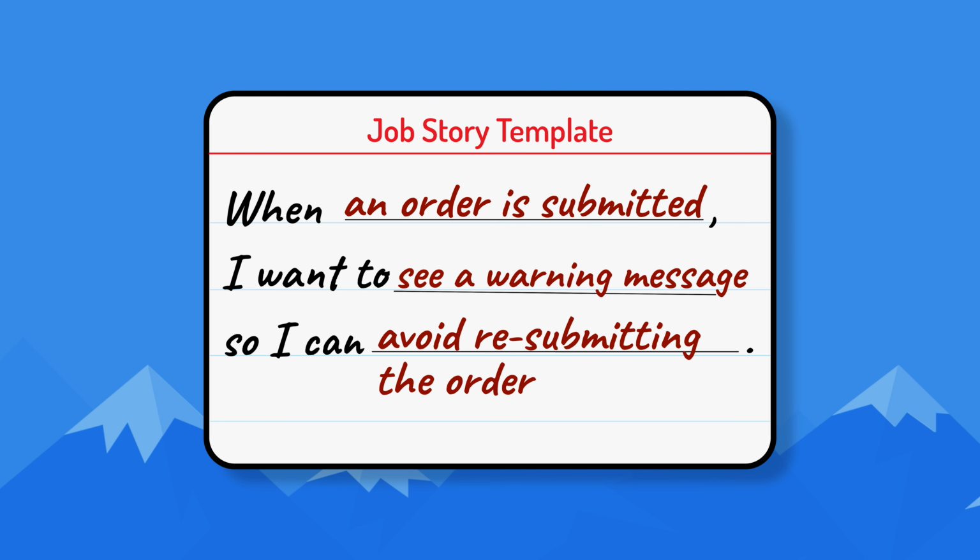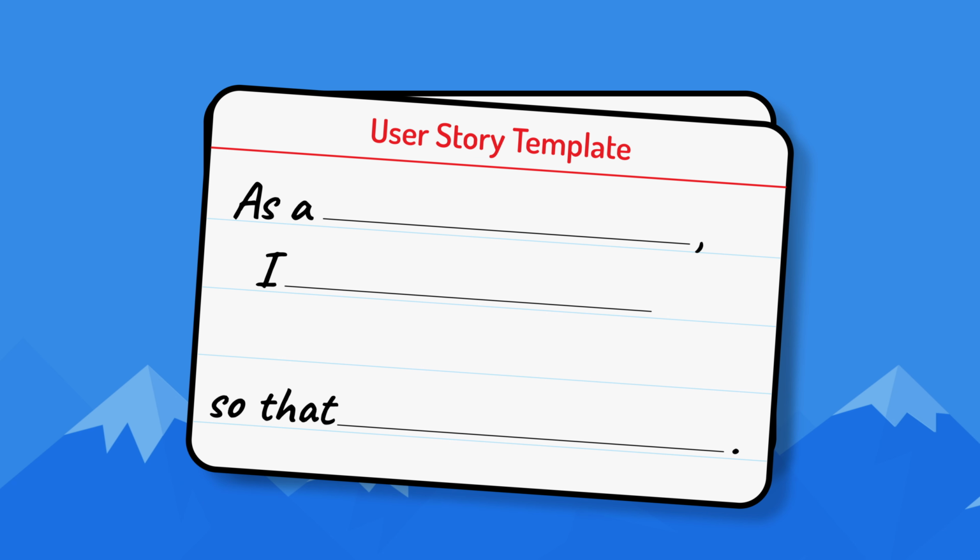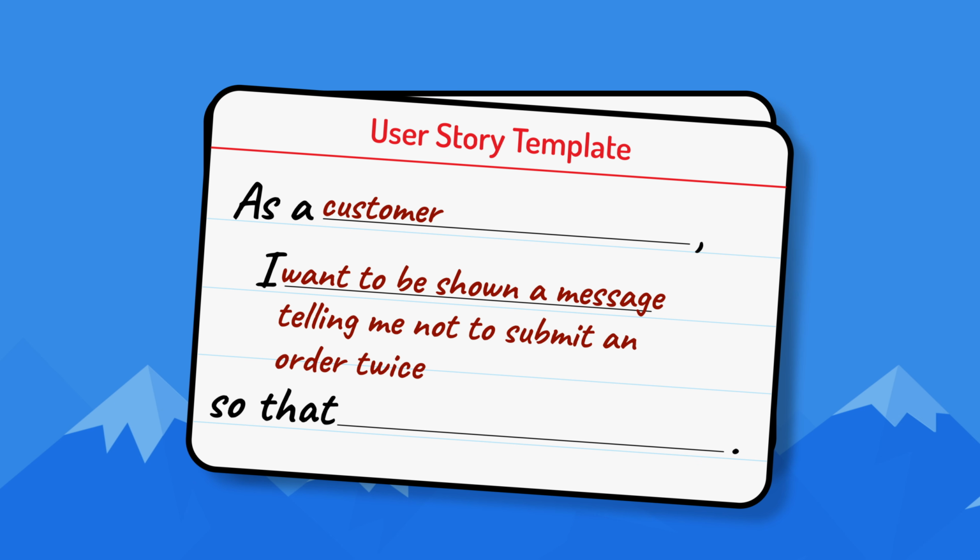The story describes the behavior seen on most e-commerce sites, warning a user not to submit an order multiple times. The user story equivalent of this might have been, as a customer, I want to be shown a message telling me not to submit an order twice so that I don't place a duplicate order. The job story is superior in this case for two reasons.